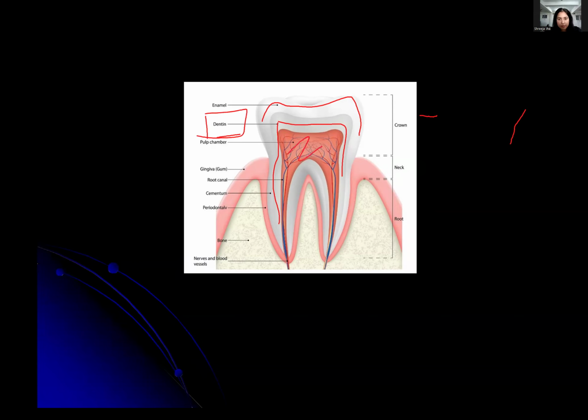These are the pulp chambers. These are the gingiva, gums. These are the cementum, periodontium, in which the teeth are embedded, with bony structures, nerves and blood vessels innervated. These are the crown area. This is the neck, and this consists of your root area.